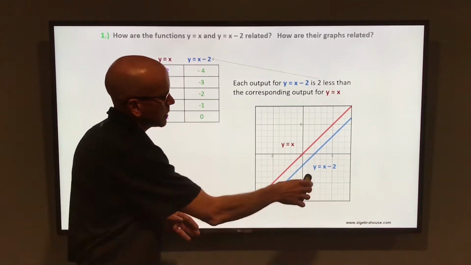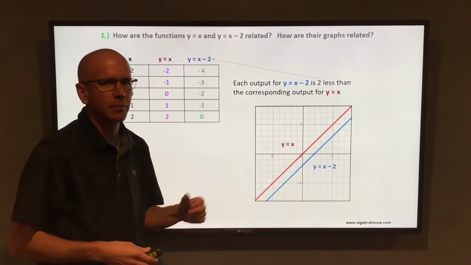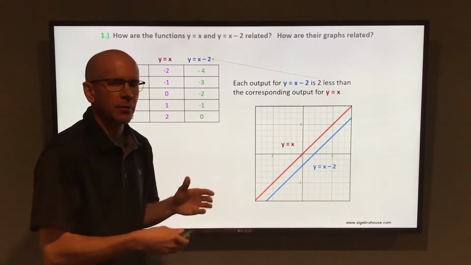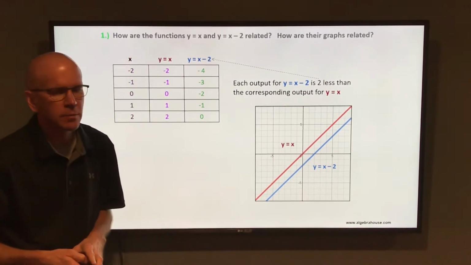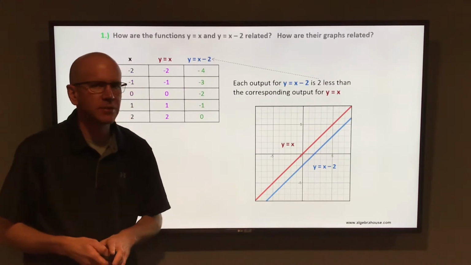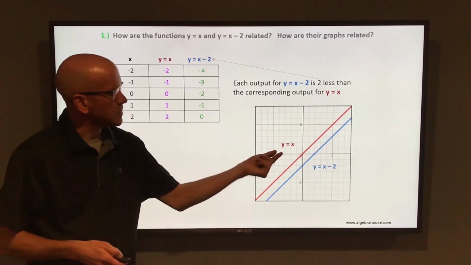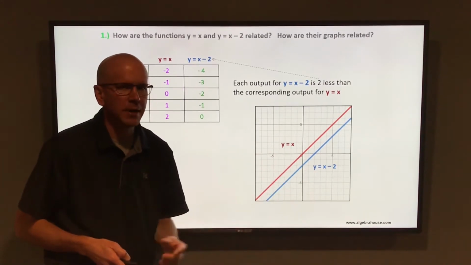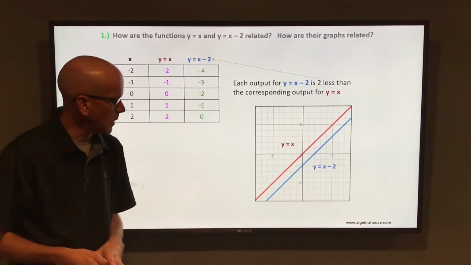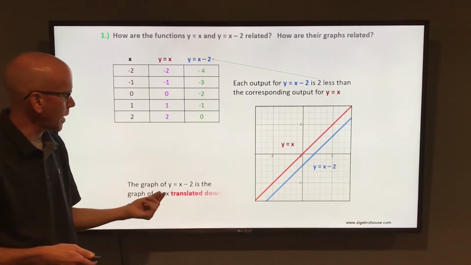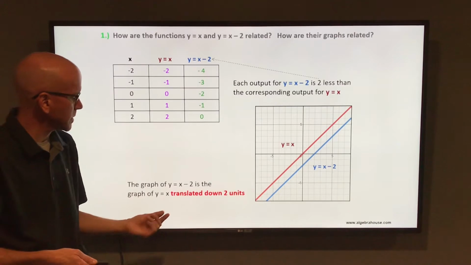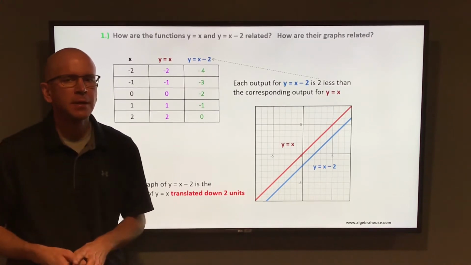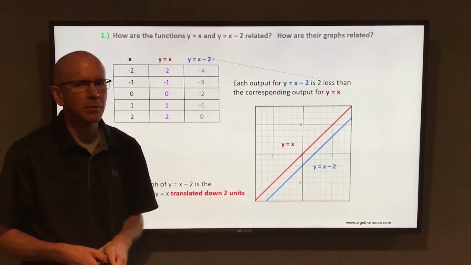But also you're subtracting 2 from the value of x, and as I said in the previous slide, it's going to shift the graph to the right, in this case 2 units. When you subtract from the value of x, it shifts the graph to the right. When you subtract from the value of y, it shifts the graph down. Both of those are taking place here. So the graph of y equals x minus 2 is the graph of y equals x translated down 2 units, but you could also say translated to the right 2 units.